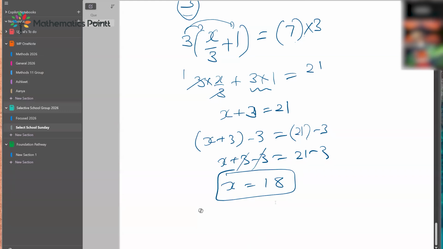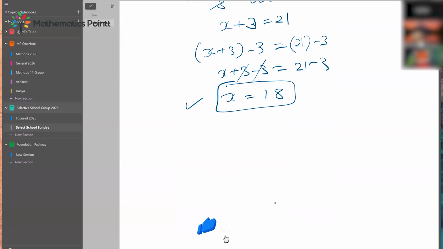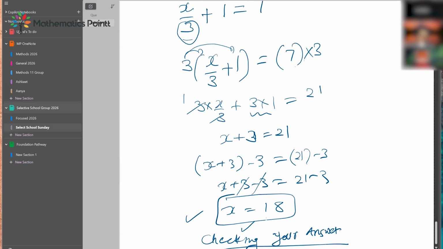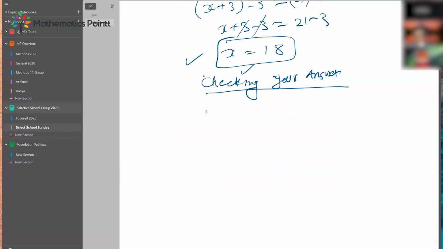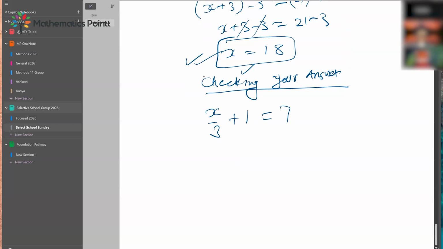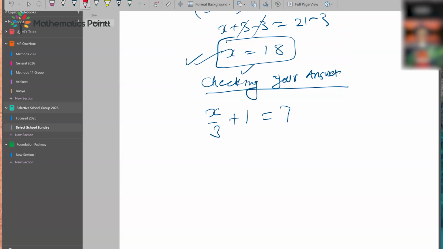Now, we knew that x is 18 here. But how do I know the last piece of the Lego? How do I know that the answer that I have calculated is right or wrong? There is a way, or probably you might know it as well. It's called checking your answer. What it essentially means is that you go back to the original equation, x over 3 plus 1 equals 7. And I have got x as 18.